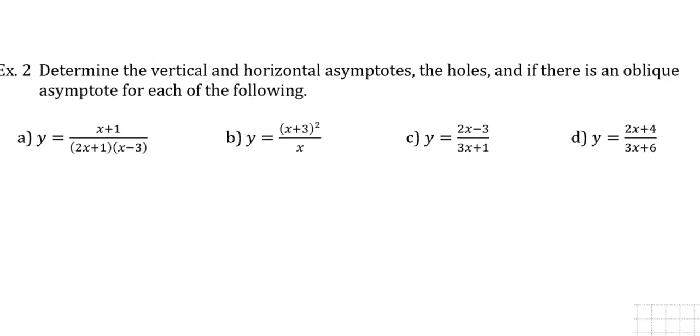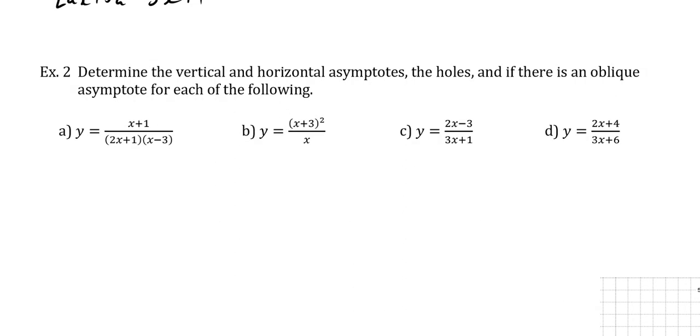Determine, now we're looking for vertical and horizontal asymptotes, any holes, and if there is an oblique asymptote or not. Again, you don't have to state the equation of oblique asymptotes, you just would always state if there is one or not. Okay, so the first question, (x plus 1) over (2x plus 1)(x minus 3). We can do the vertical asymptotes first. So the vertical asymptotes are when x equals negative 1 over 2, and when x equals 3, that's when the bottom resolves to 0, right?